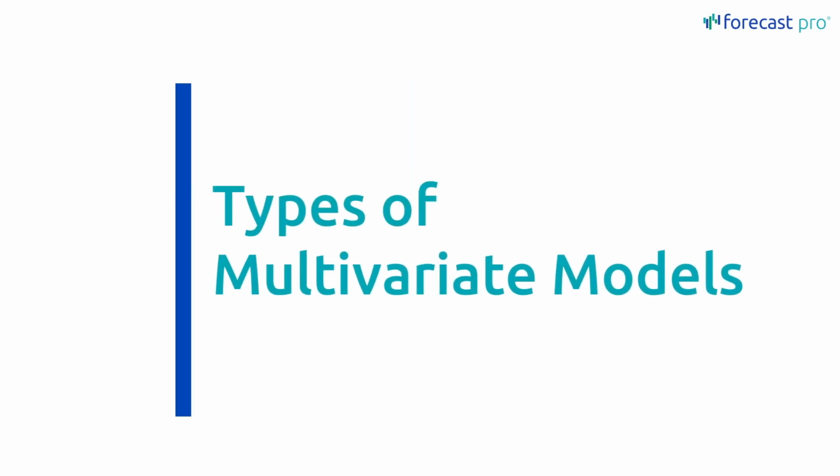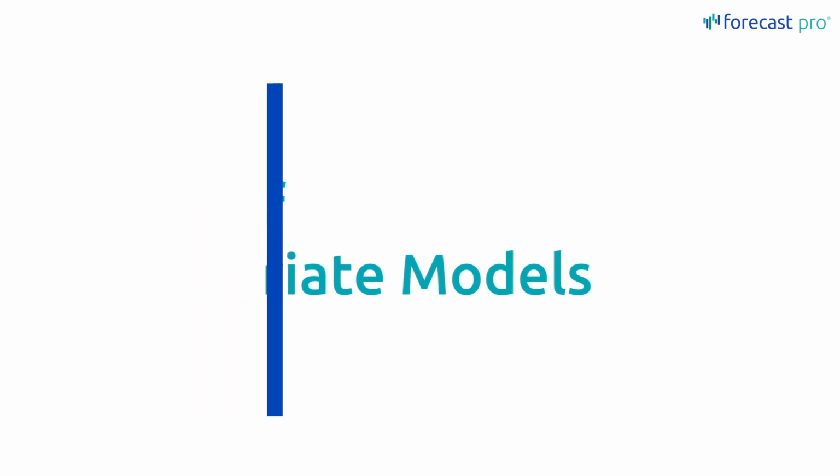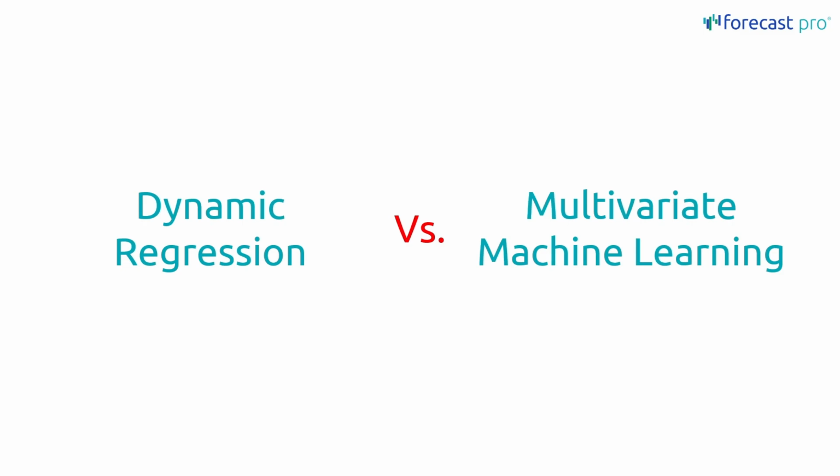And so now that we've seen the pros and cons, what are the different types of multivariate models that are built into Forecast Pro? The two primary multivariate models in Forecast Pro are Dynamic Regression and Multivariate Machine Learning. Let's take a look at these one at a time, starting with Dynamic Regression.